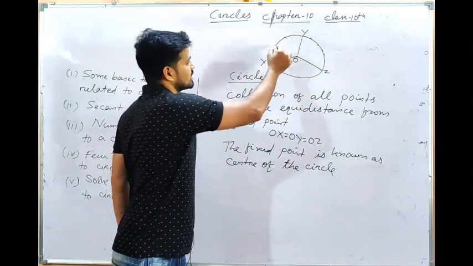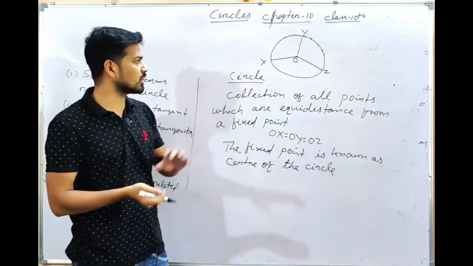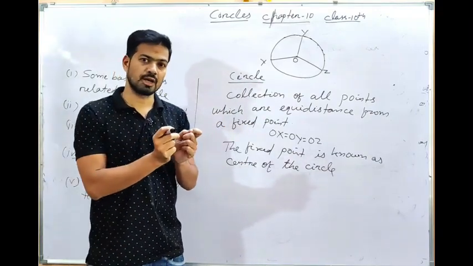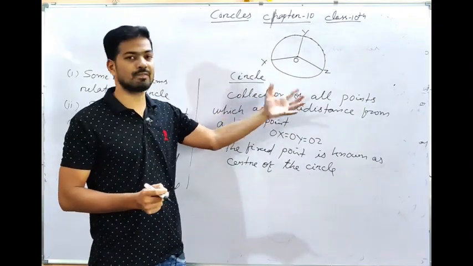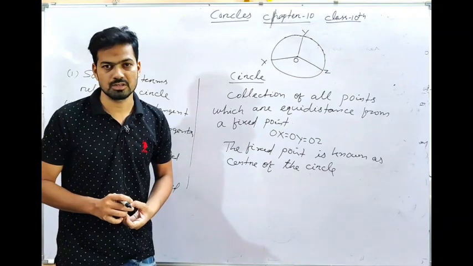So, the collection of all these points: when we collect all the points which are equidistant from a fixed point and make a figure by collecting all these points, then that figure is known as our circle.